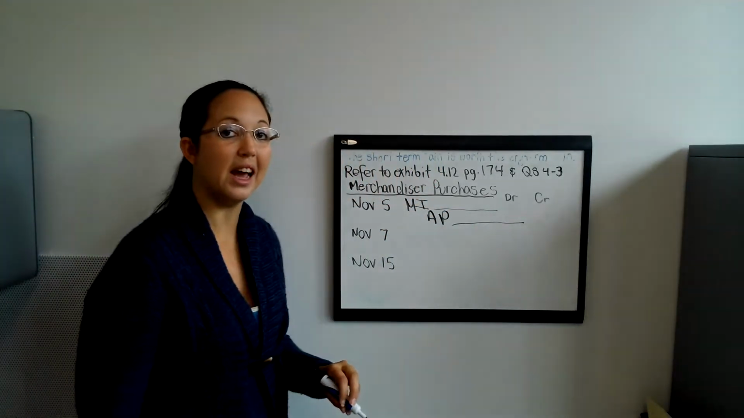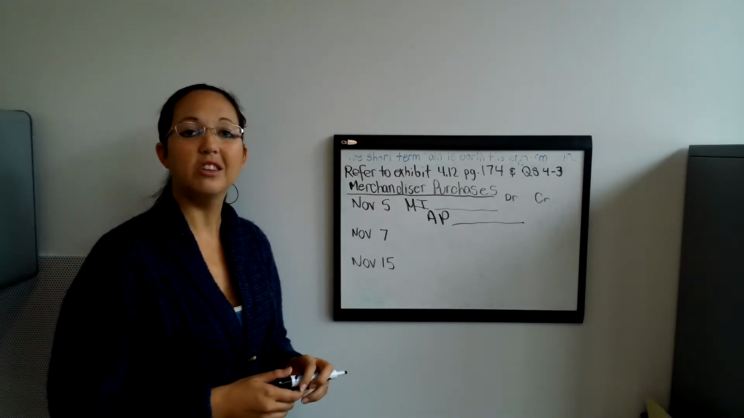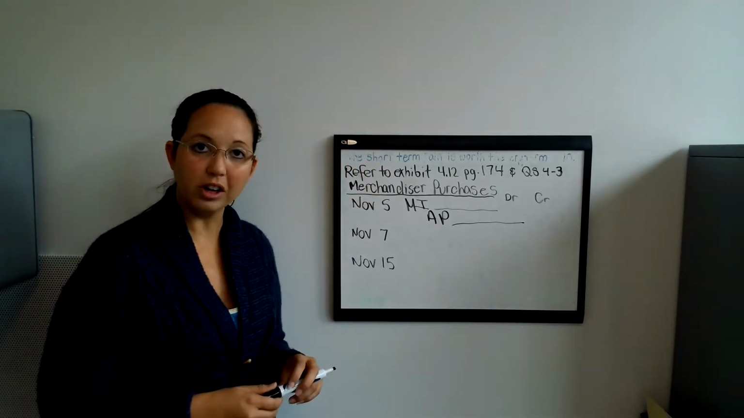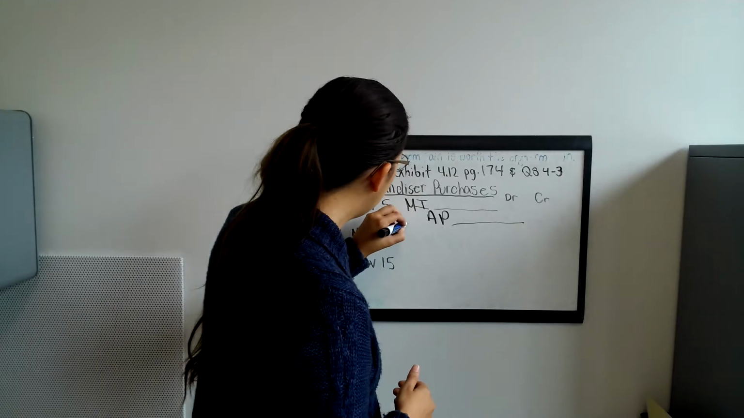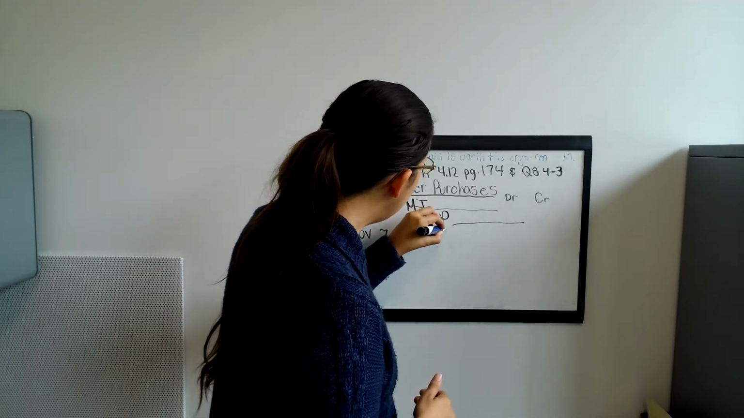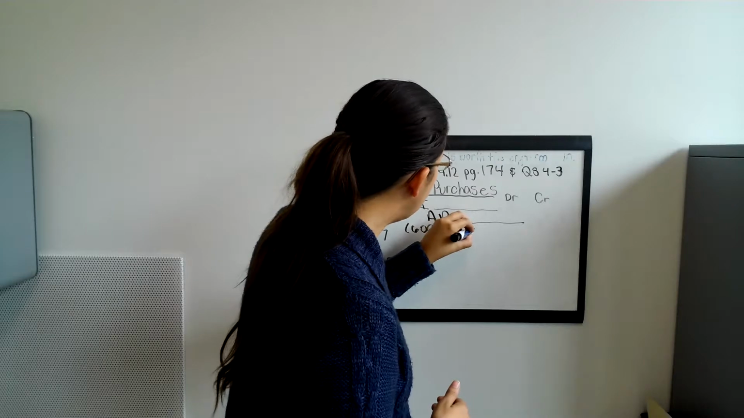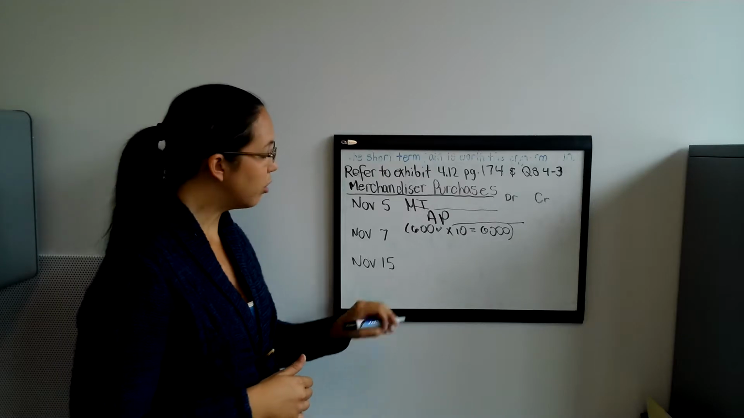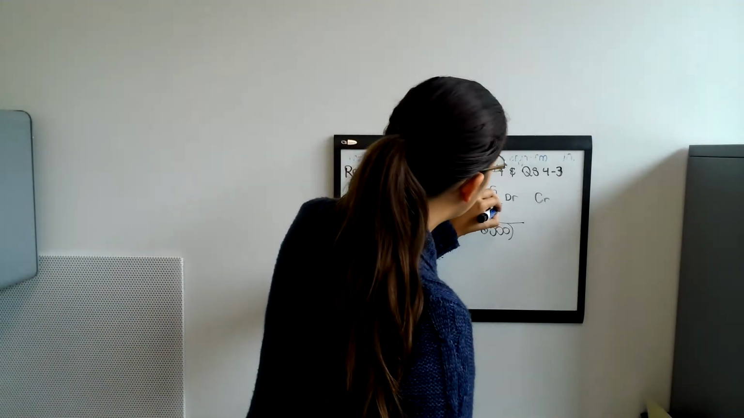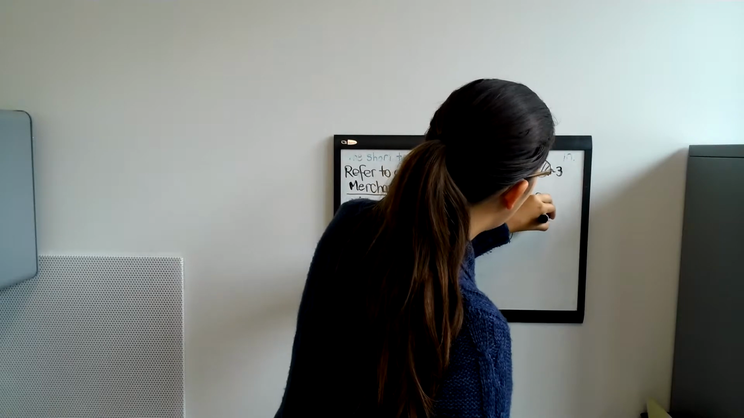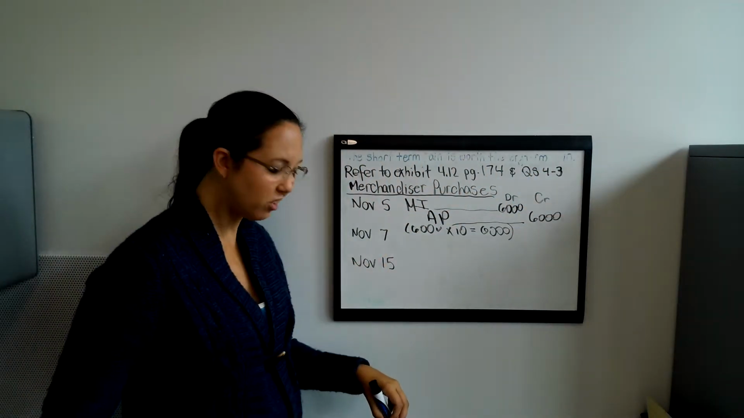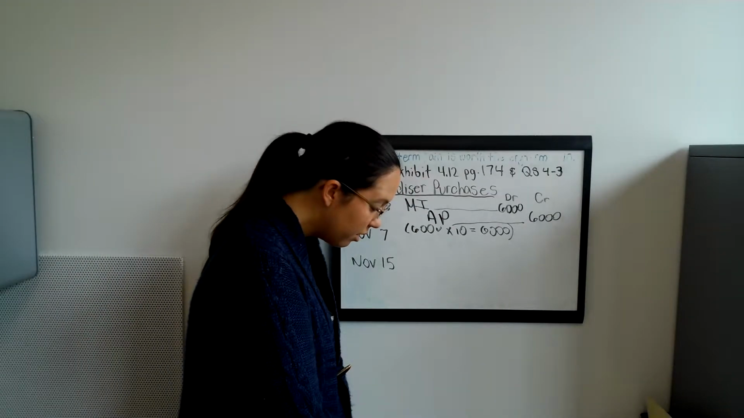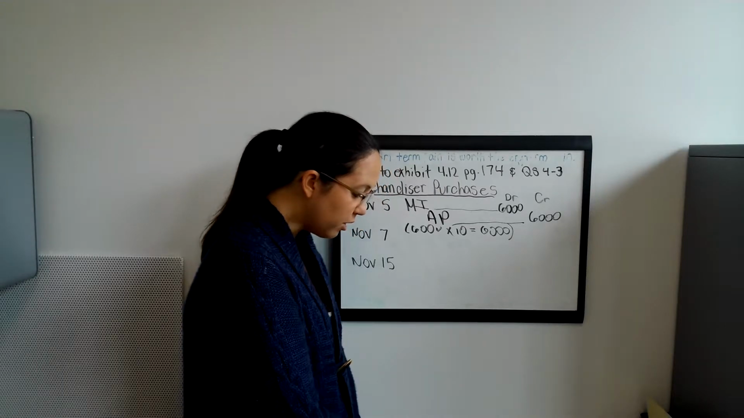Okay, so we're increasing accounts payable. We now need to decide for how much. Well, we know that we purchased 600 units at $10 per unit. So we're going to take the 600 units times the $10 per unit, which should get us $6,000. Okay? So we would go ahead and record that in here. So 6,000, 6,000.